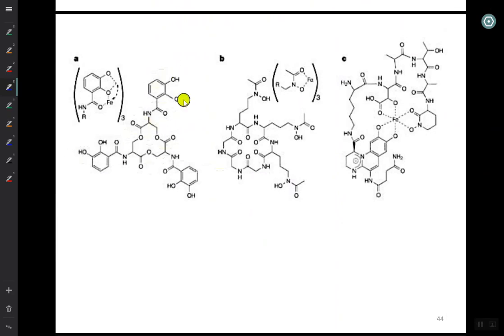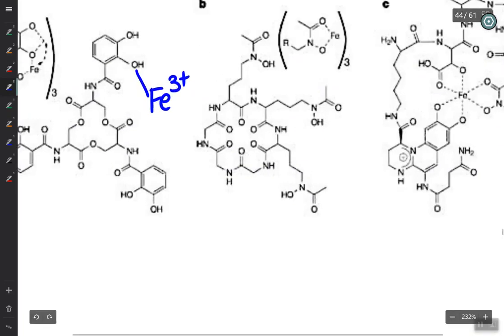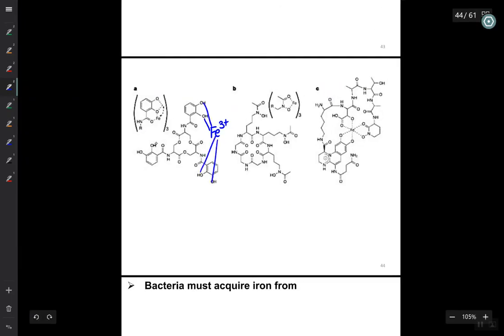And what's important about these sidearms is that they've got these oxygen donors, and they serve as really great ligands. So when the siderophore is secreted into the environment, it's looking for iron specifically, and these oxygens can then bind to the iron atom. It makes an octahedral complex, and then it solubilizes the iron so it can be absorbed by the bacteria.